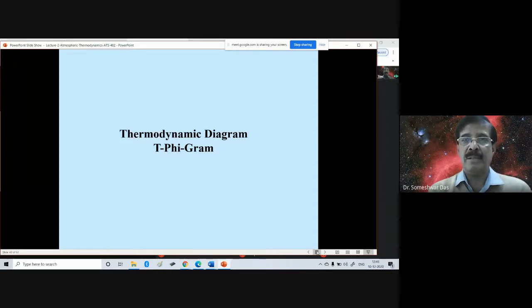We were discussing the T-phi gram. I was trying to introduce it to you in the last class. We shall discuss the basis of these thermodynamic diagrams later on. Let me first complete the introduction of the T-phi gram, which I was trying to explain to you day before yesterday, because this is one of the most popular diagrams, used very widely by meteorologists in the old days.